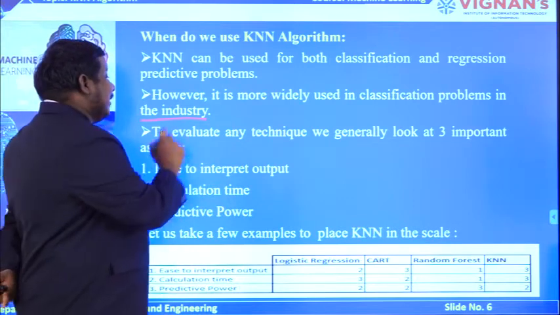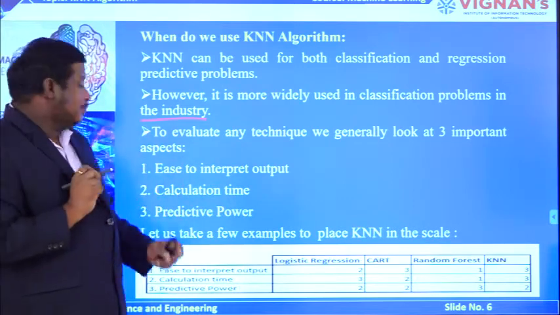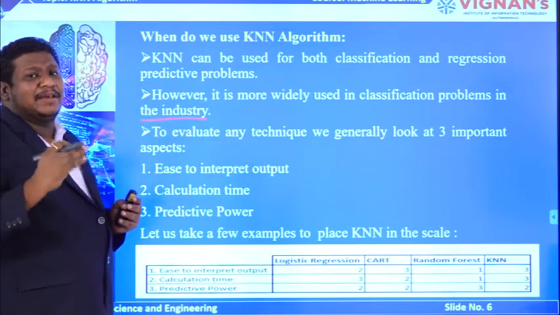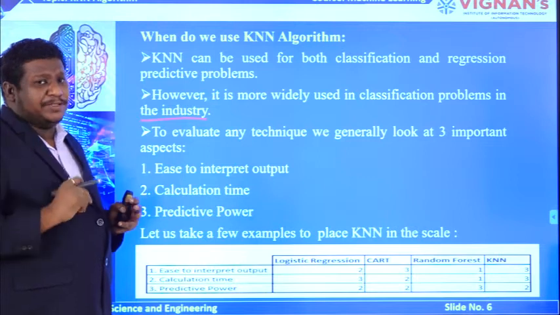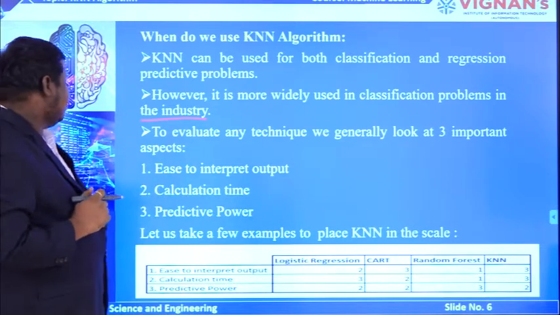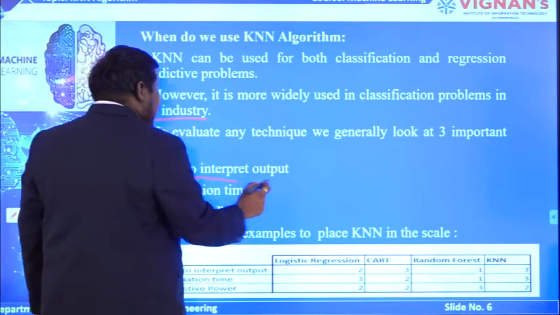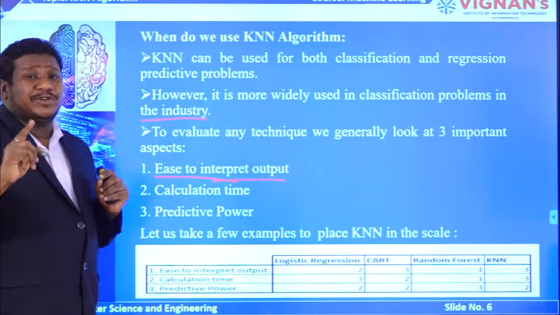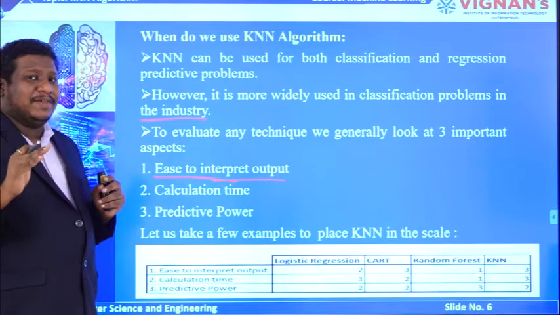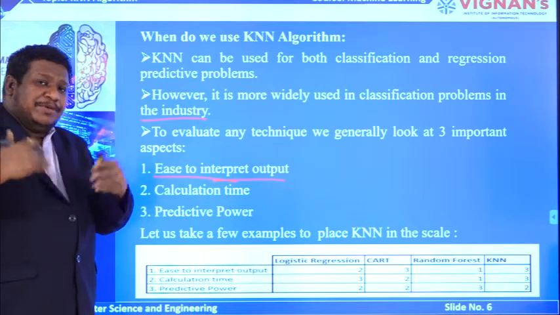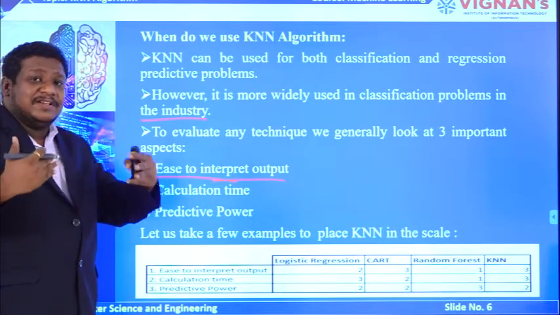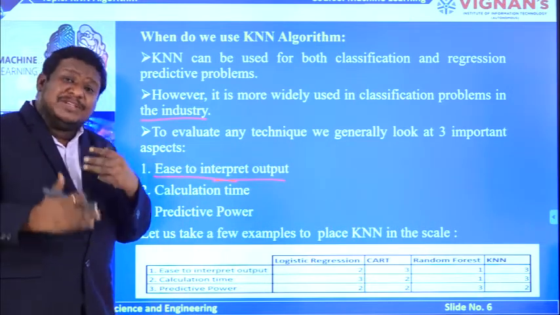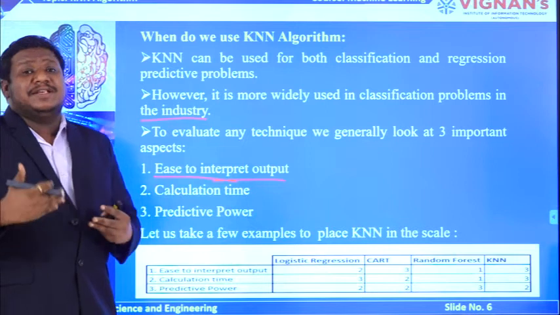To evaluate any technique, generally we take three important aspects. So to evaluate this KNN algorithm or any algorithm, we will consider mainly three points. The first factor we need to consider here is to interpret the output. Whatever output data we get should be very easy to interpret, such that the user's understanding can be easy, and in a similar way the machine can also understand the data in an easier fashion.